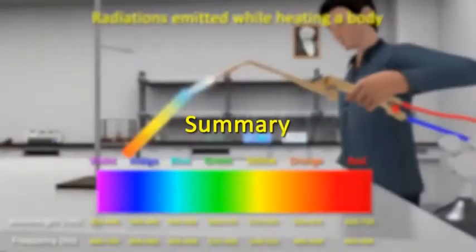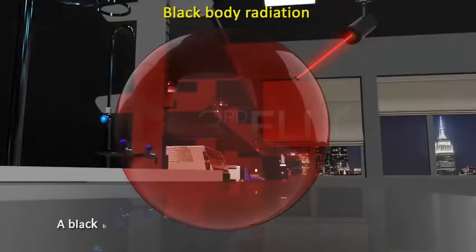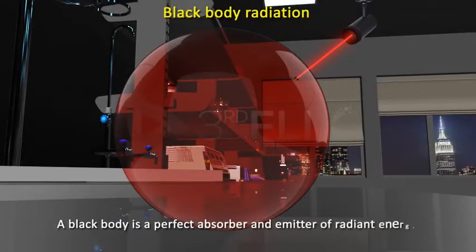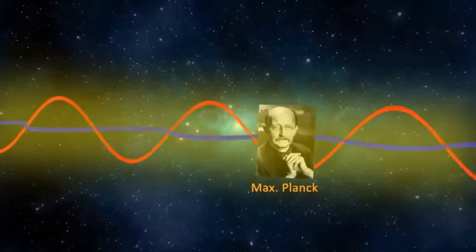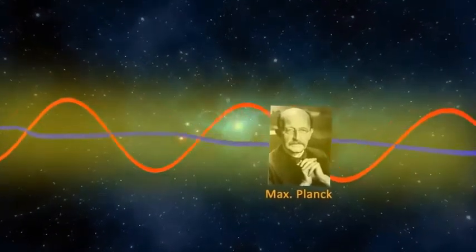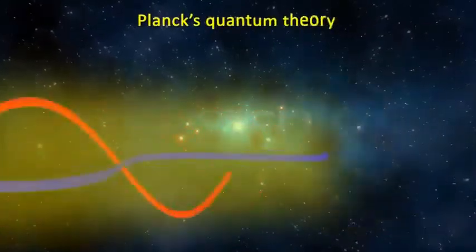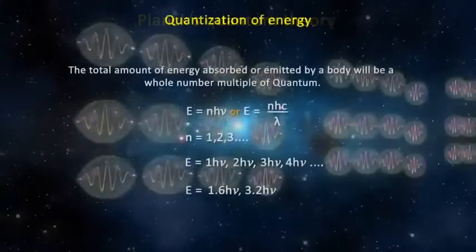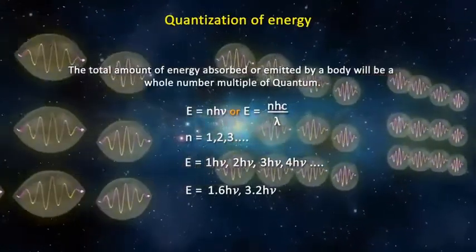Let's summarize. Energy is emitted in the increasing order of their frequency. A black body is a perfect absorber and emitter of radiant energy. According to Planck's quantum theory, energy is emitted or absorbed discontinuously in the form of small packets of energy called quanta. The energy of quanta E equals nh nu, and this energy is quantized.